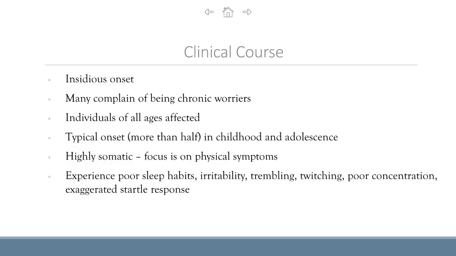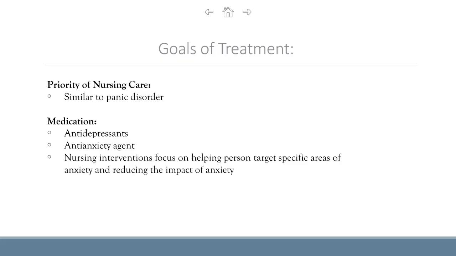diagnoses based on symptoms, experiencing poor sleep habits, irritability, trembling, twitching, poor concentration, and an exaggerated startle response. Very on edge.